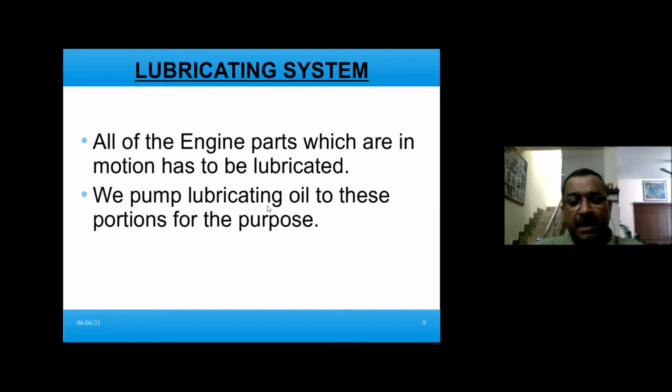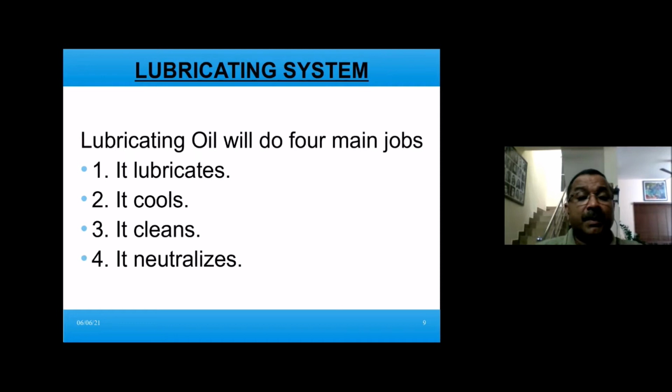As far as lubricating oil is concerned, it is something like blood for our system, like blood for humans or a biological system. The lubricating oil system of a diesel engine can be compared to the blood circulating system of a biological system. And I will tell you why: because the lubricating oil system is the most important of these subsystems.